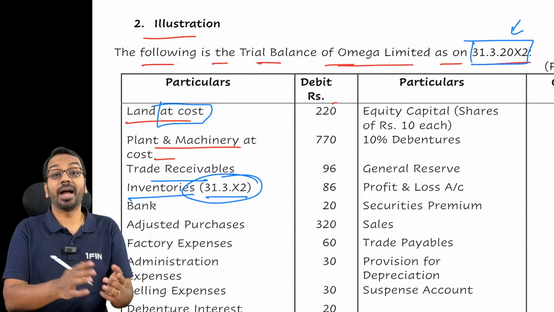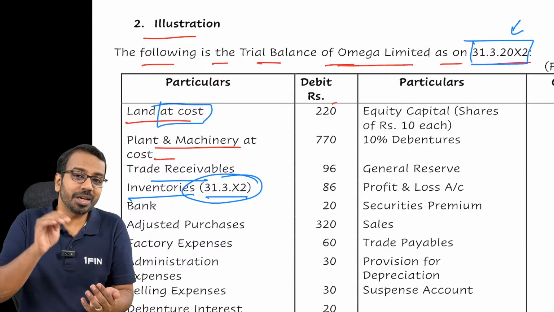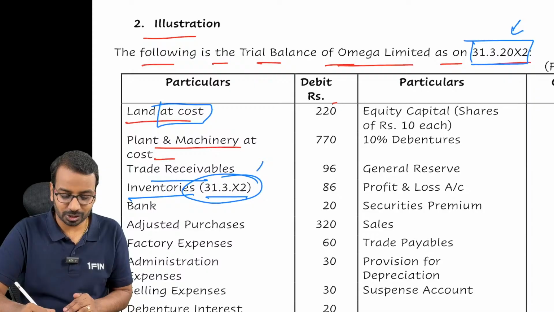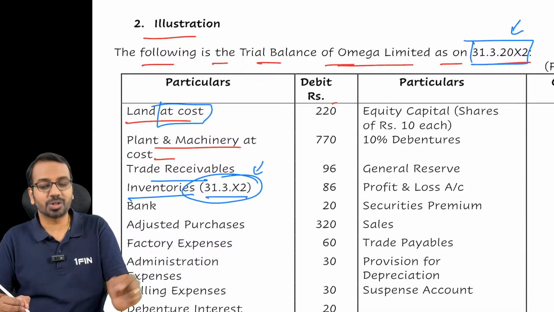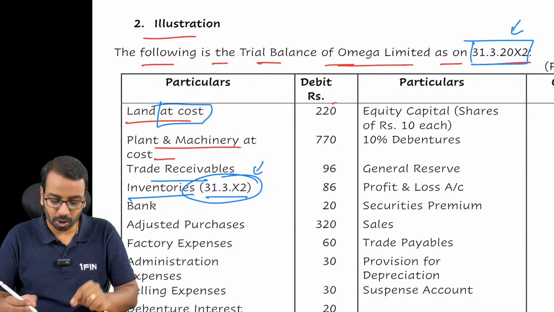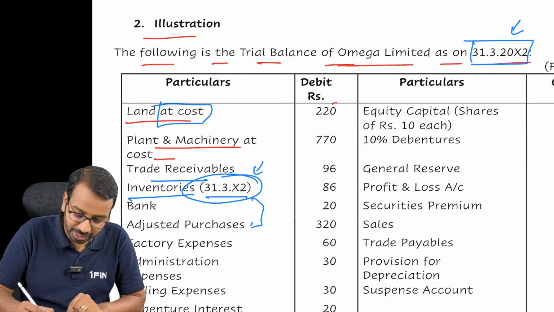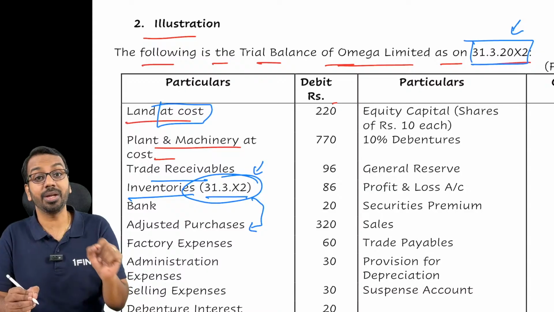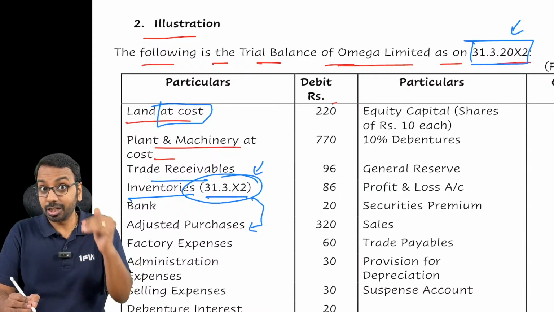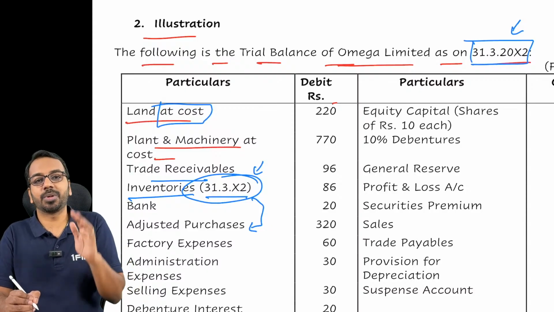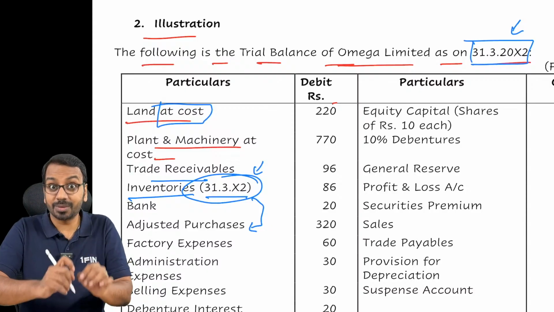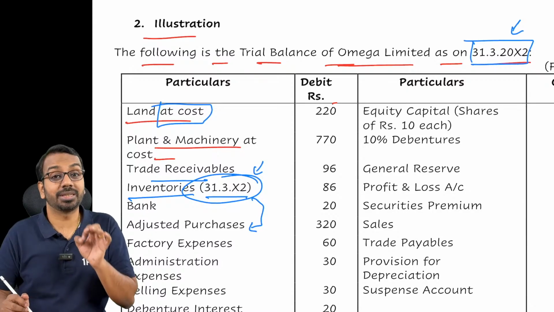I already told you that if closing stock is appearing on the balance sheet, this is closing stock, right? And one number can make the difference. If the closing stock is appearing on the balance sheet, means what? The purchases have been adjusted. Now, either you will get cost of goods sold in the balance sheet or adjusted purchase in the balance sheet. From this, we will need to compute what is the purchases.